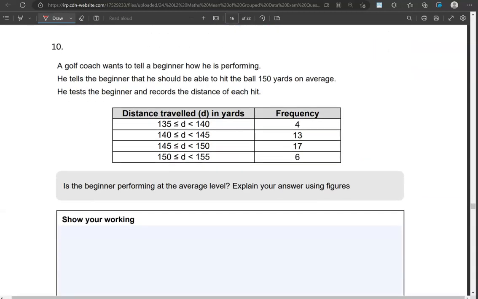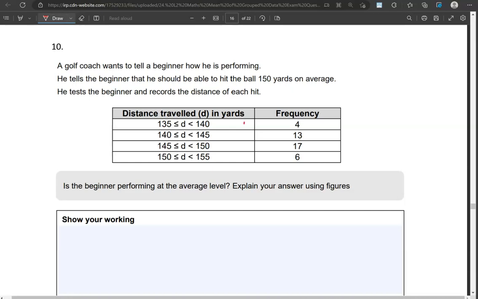A golf coach wants to tell a beginner how he is performing. He tells the beginner that he should be able to hit the ball 150 yards on average. He tests the beginner and records the distance of each hit. Is the beginner performing at the average level? Explain your answer using figures. So we'll start by finding the midpoints.